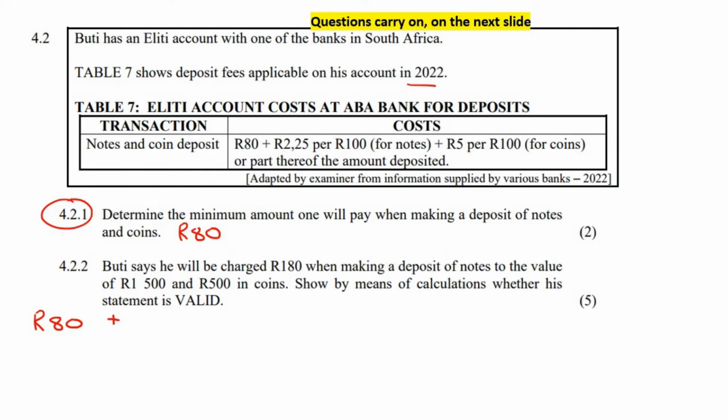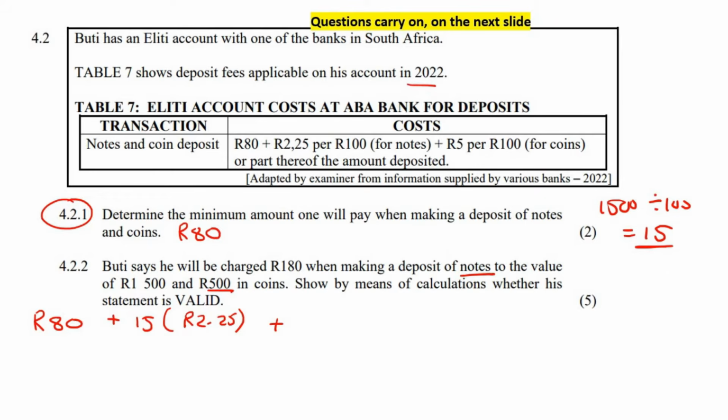Then, for the notes, how many notes is it? 1,500. So, for every 100 Rand in notes, you're going to pay 2 Rand 25. So how many 100 Rands can you fit into that? Well, that's going to be 1,500. If you divide that by 100, that's going to be 15. So there are 15 100 Rands there. And for each 100, you pay 2 Rand 25. Okay? And then for the coins, he does 500 Rand.